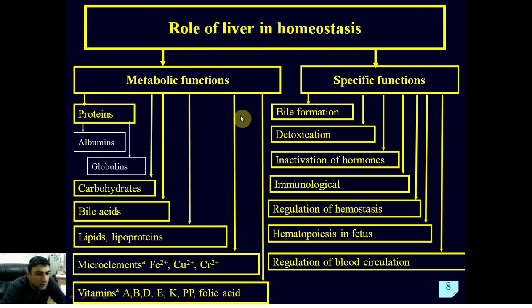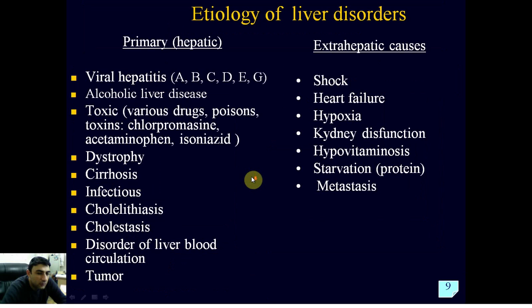Of course, this is some formal subclassification. Of course, the liver is the main source of production of all albumins, most of the globulins, as well as carbohydrates, bile acids, etc., etc. Everything is given here. I don't think we should stay here, since this is known from physiology. And let us move to liver disorders and the etiology of liver diseases.